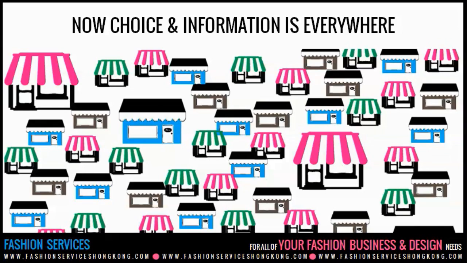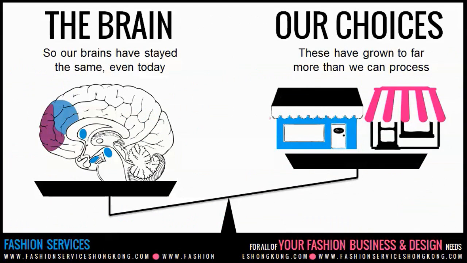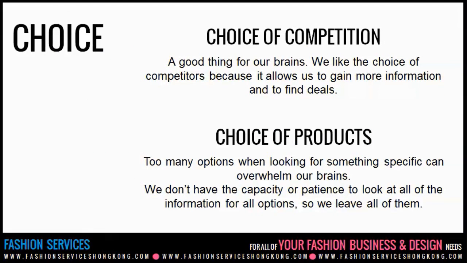Well, choice and information, as we all know, if you've ever looked on Google or searched for something, is literally everywhere. The problem for people is that our brains have stayed exactly the same, but our choices have gone so large, so quickly, that it's actually more than our brain can process. So what are our choices? Well, we have two types of choices. We have our choice of competition, which is great if you're a consumer.